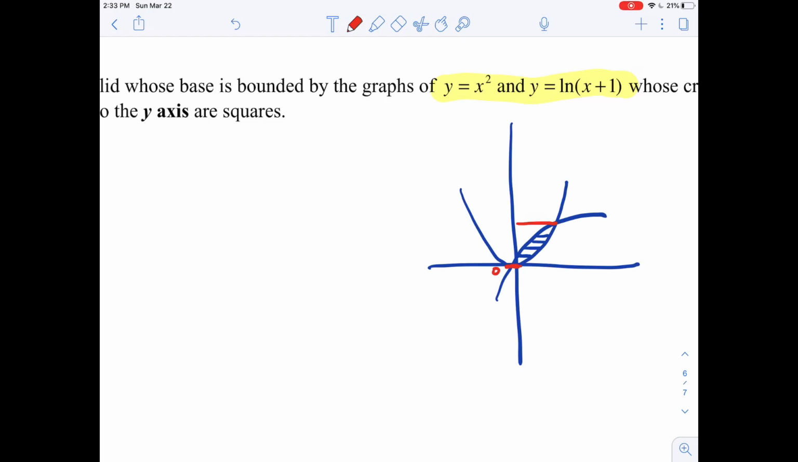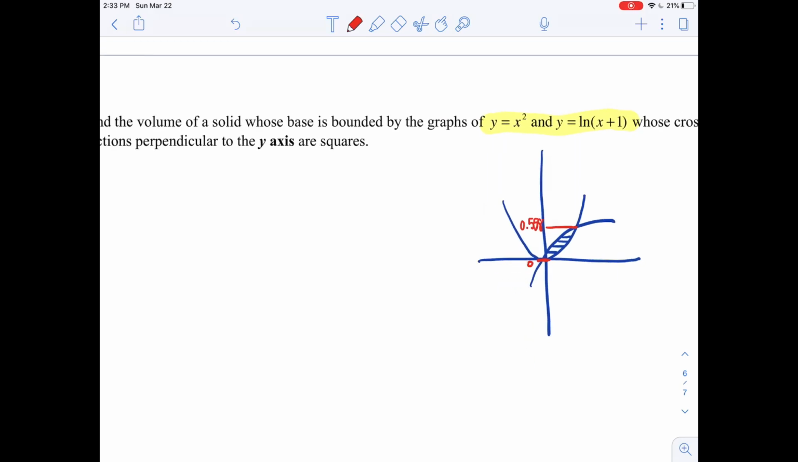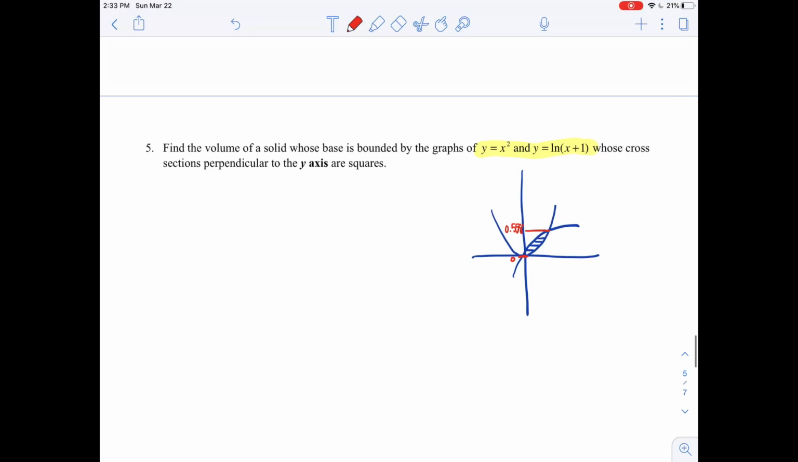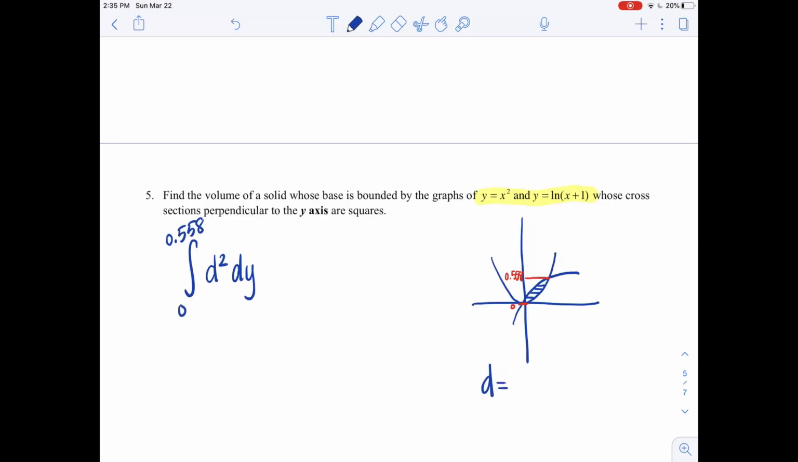We'll go in your calculator and find the intersection of these two functions and get the y coordinate of the intersection. You'll see that that's at 0.558. Okay, so when I set up my integral for this problem, everything has to be in terms of y. Integral goes from 0 to 0.558. It's going to be d squared. It's going to be dy, because now you're doing everything in terms of y.